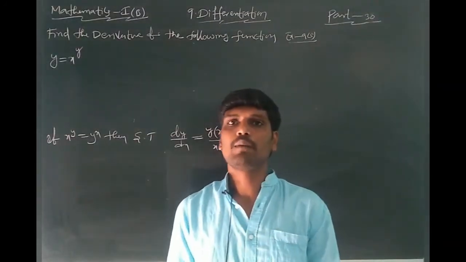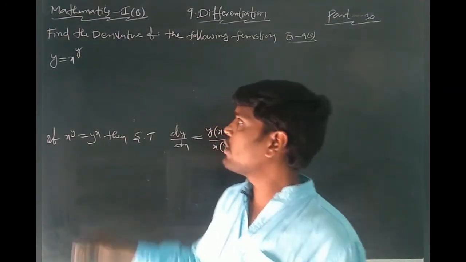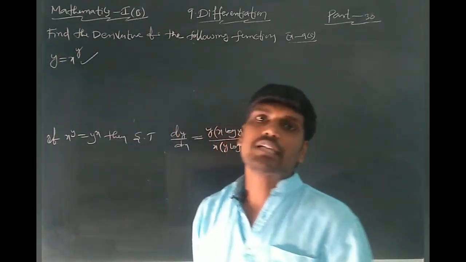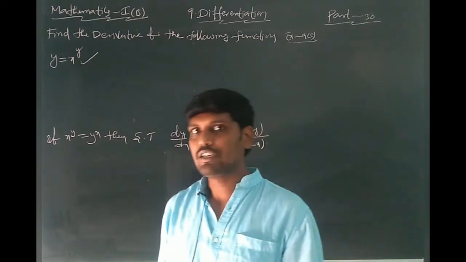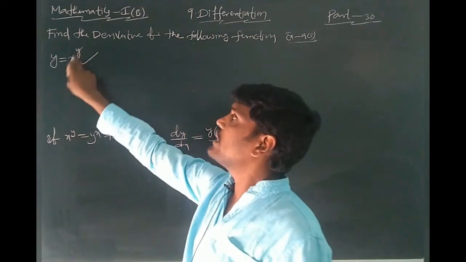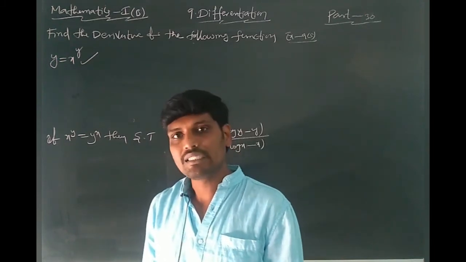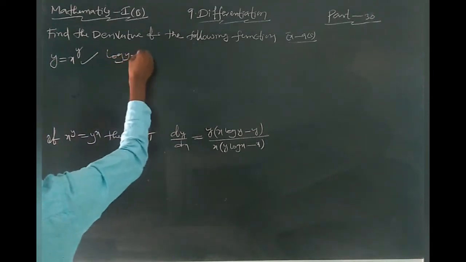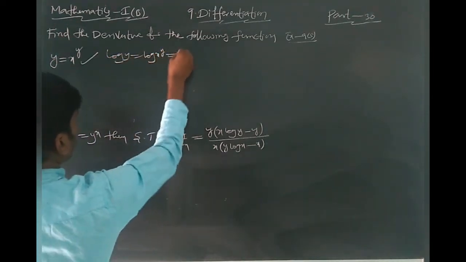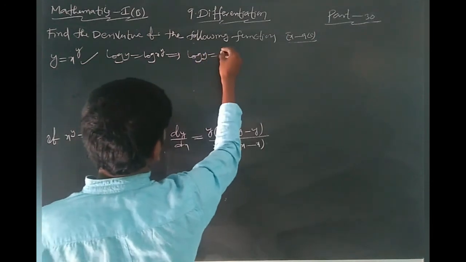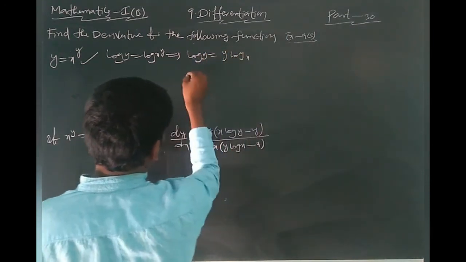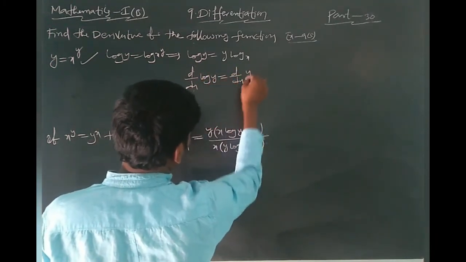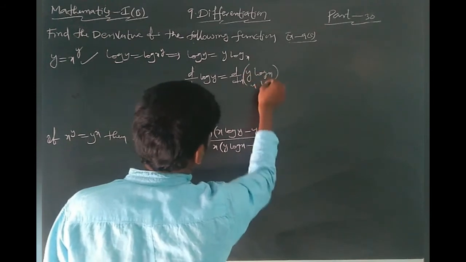Today's assignment problems are homework problems. The first problem: y is equal to x power y. Here x power y, here x and y functions both are there, this is an implicit function. Here the exponent form is there, the base and index both are functions, that's why you can use the logarithm method. You can write log y is equal to log x power y, that is log y is equal to y into log x. After that, the derivative: d by dx of log y is equal to d by dx of y into log x. Here you can use the UV formula.